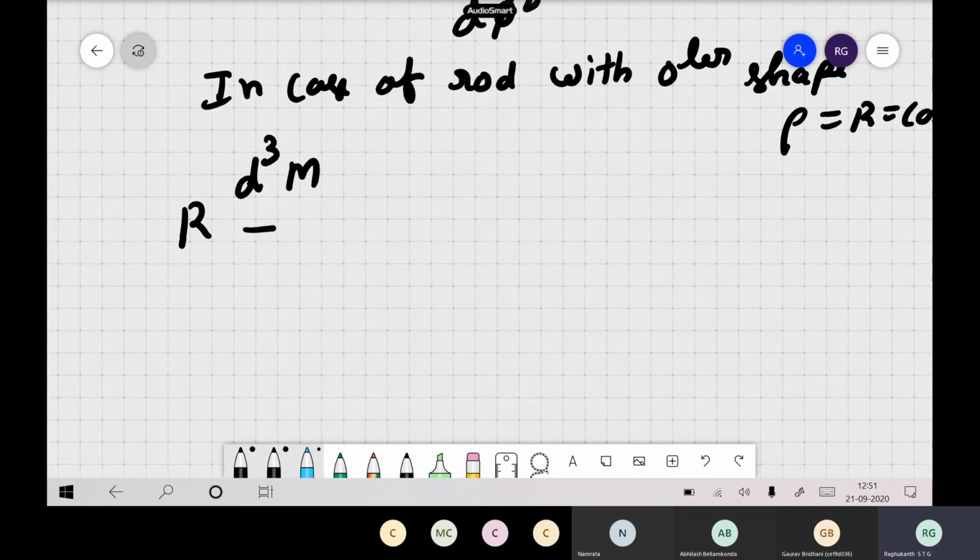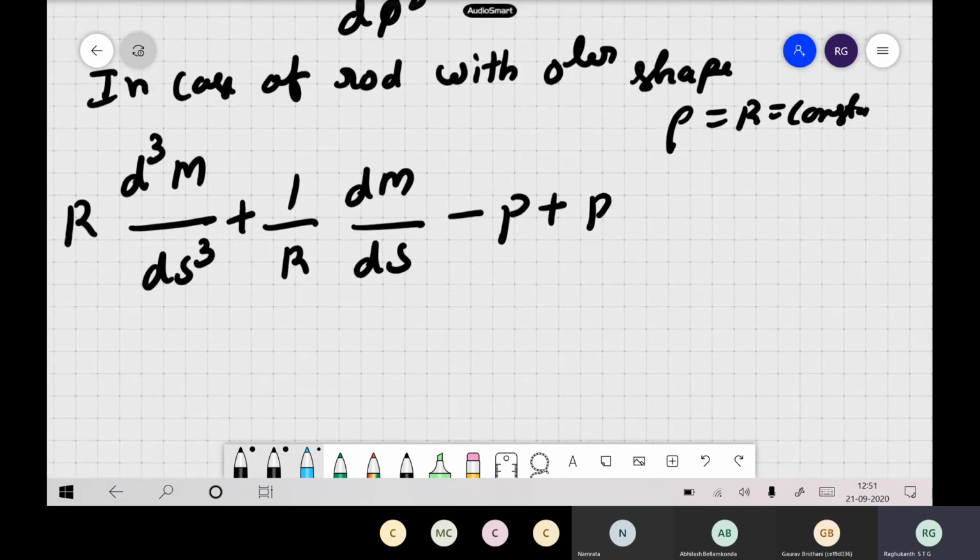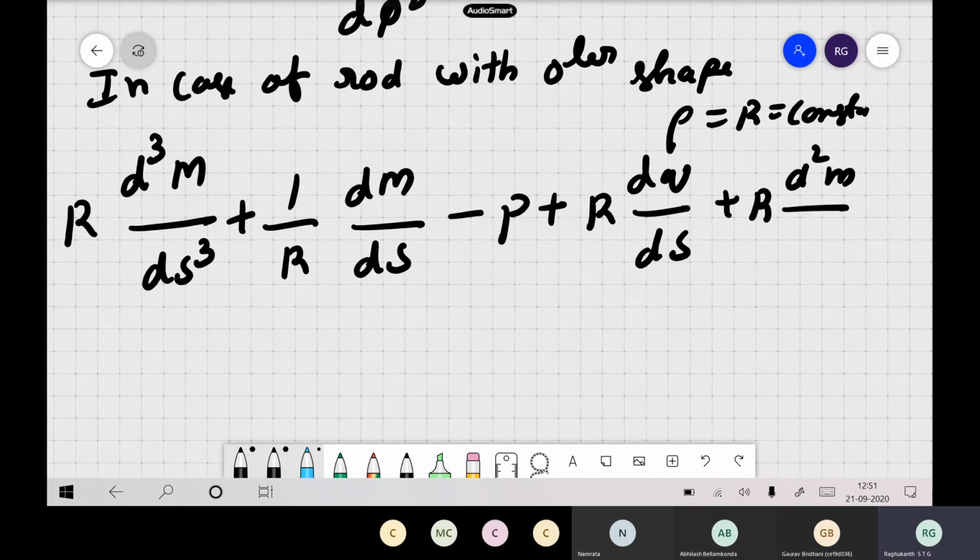So R you can substitute in terms of bending moment itself: d³M/ds³ + (1/R) dM/ds. If you have tangential load, you can add this p itself, otherwise it will be 0. So dq, this is our radial load, plus R times d²M/ds², this is your moment load, minus M/R equals 0. You can combine these three equations into one equation for bending moment itself.